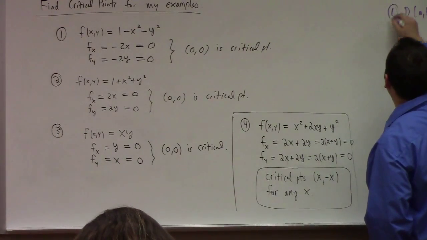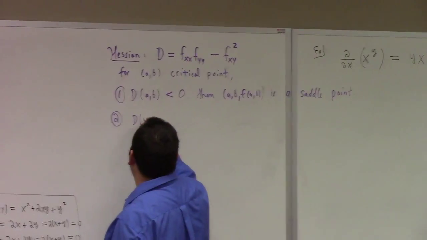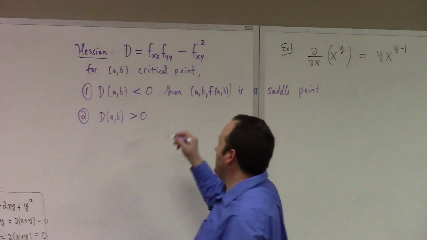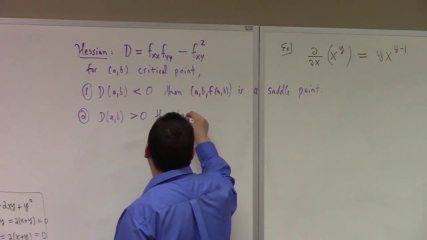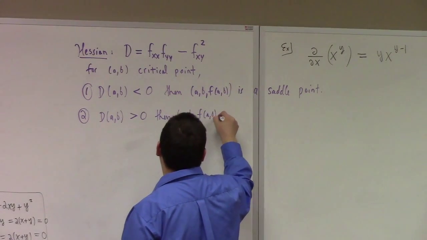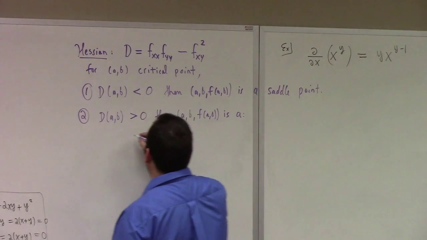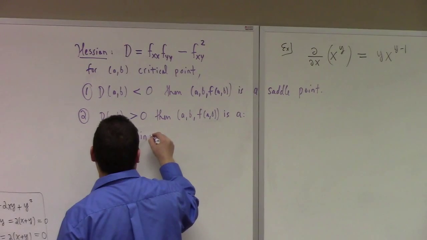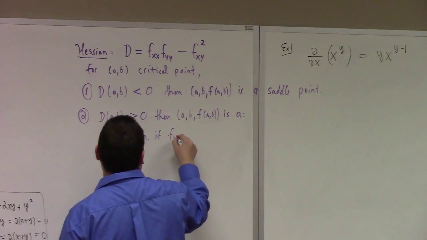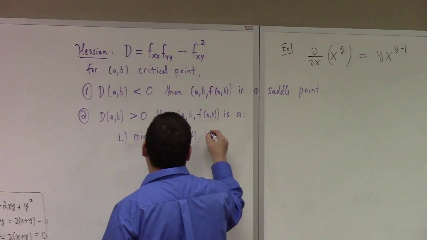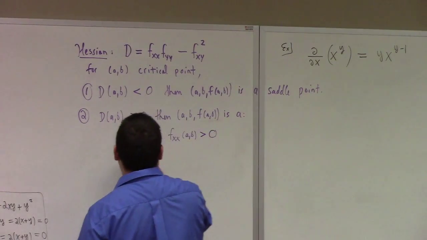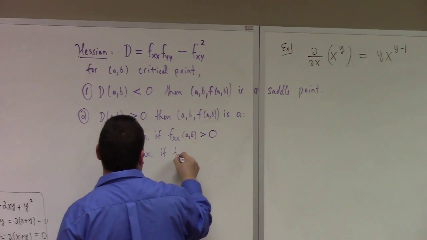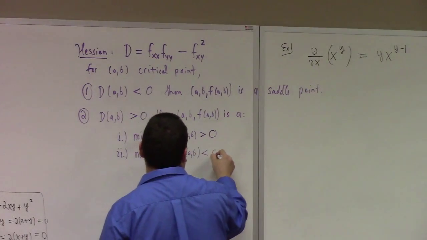Number two, if D of a comma b is greater than 0, then a comma b comma f of a b is, case 1, a minimum if fxx at the point a comma b is greater than 0, and case 2, a maximum if the second partial derivative with respect to x at the critical point is less than 0.